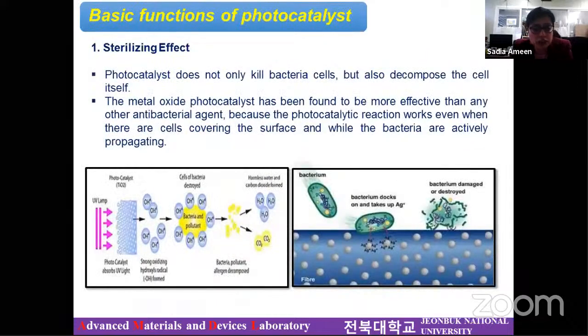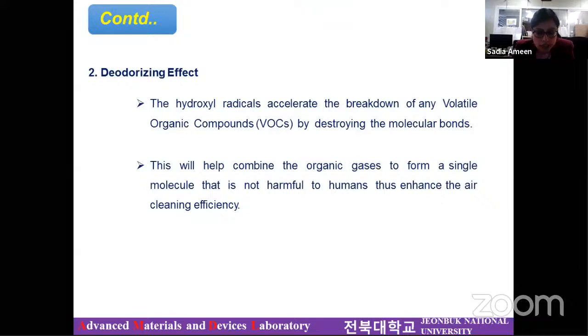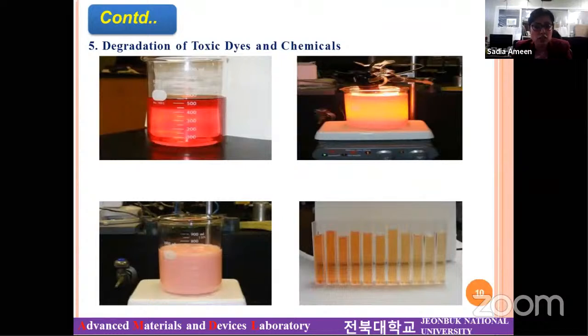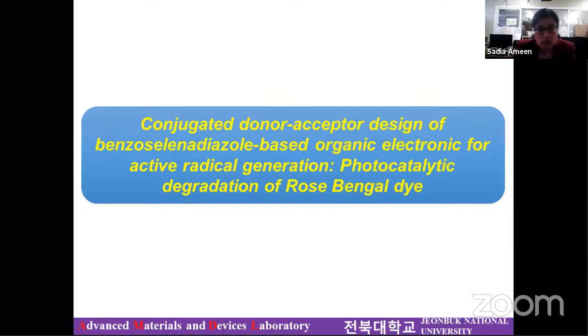These are some of the basic functions of the photocatalyst, like we apply photocatalyst for the sterilizing effect, for deodorizing effect, for air purifying effect, water purification. And last but not least, we observed the effect of application of this photocatalyst material for the degradation of toxic dyes and chemicals. So let's start with the first work. What we have done here, we have synthesized and designed a special kind of organic material, and we have applied it for the photocatalytic degradation of rose Bengal dye.